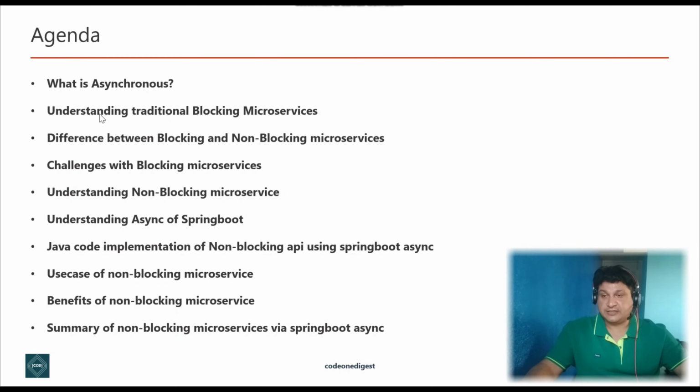Then I'll explain what traditional blocking microservices are and what problems we have with those microservices. Then I'll explain the difference between blocking and non-blocking microservices, and the challenges we have with blocking microservices. Then understanding non-blocking microservices and how we can build them, and understanding async annotations in the Spring Boot framework.